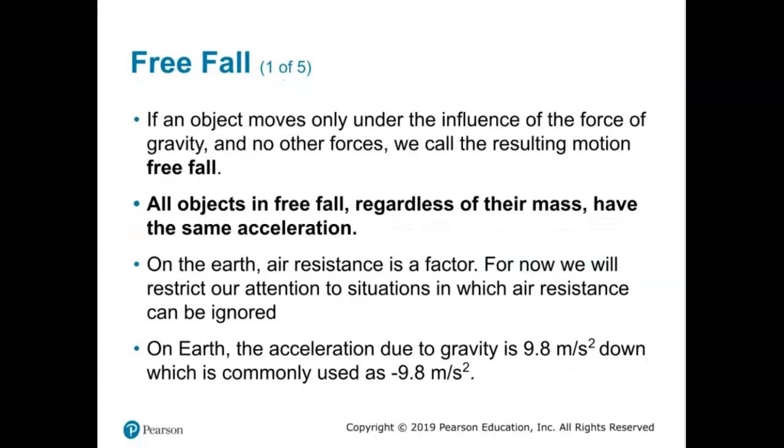So a free fall situation is one in which the object is moving only under the influence of the force of gravity. The force of gravity is the only force acting on the object. No other forces can result in the motion, so there is no air resistance, and there is no other force pushing or pulling on the object except for the force of gravity. Regardless of their masses, each object had the same acceleration, so they reached the ground at the same time. On Earth, we commonly refer to this acceleration due to gravity as lowercase g, and it is negative 9.8 meters per second squared. The negative indicates that it is going downward.